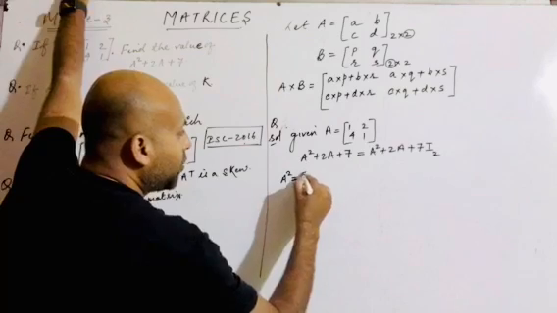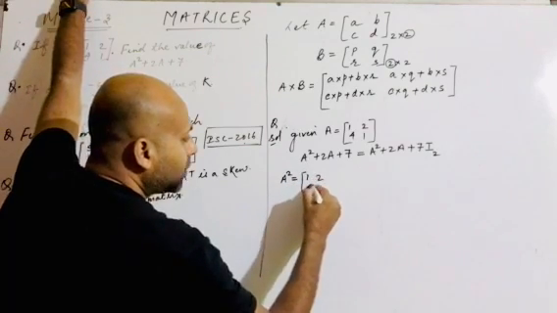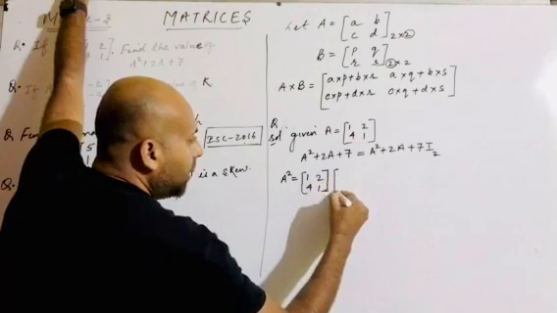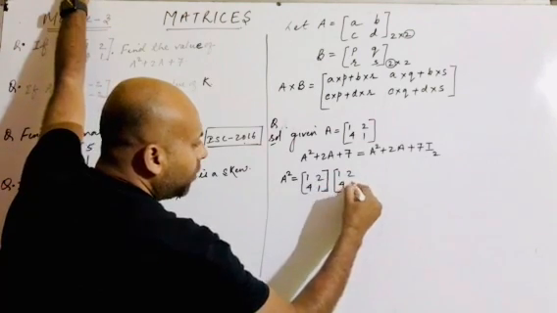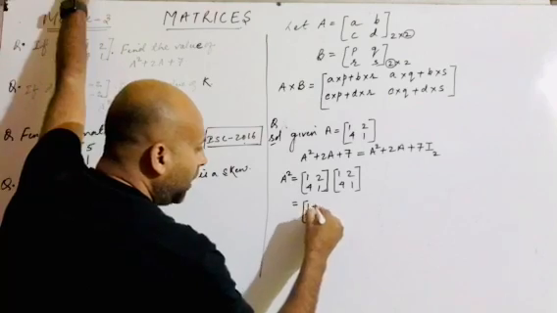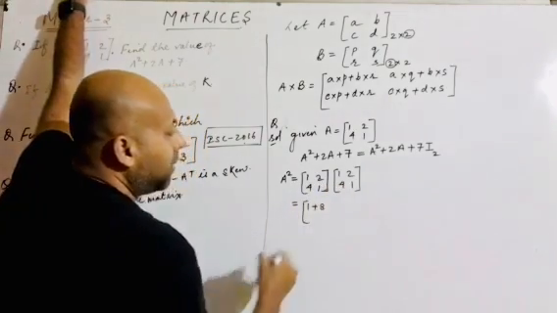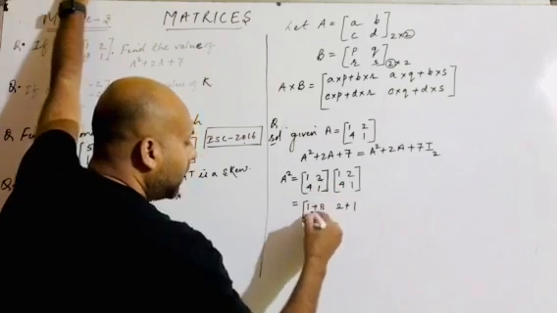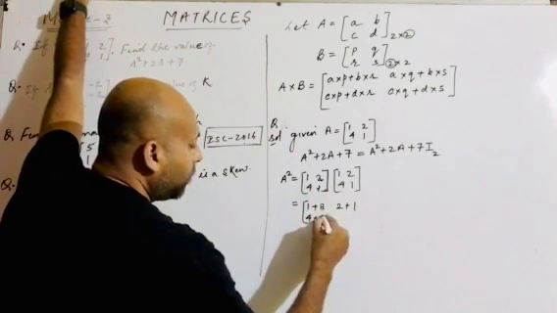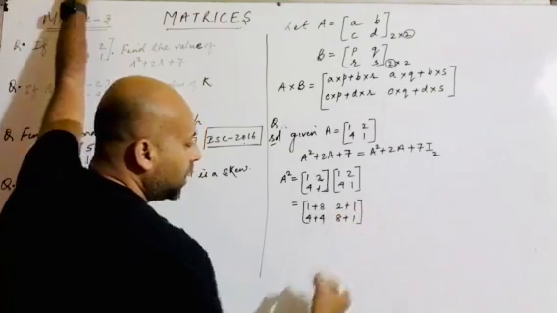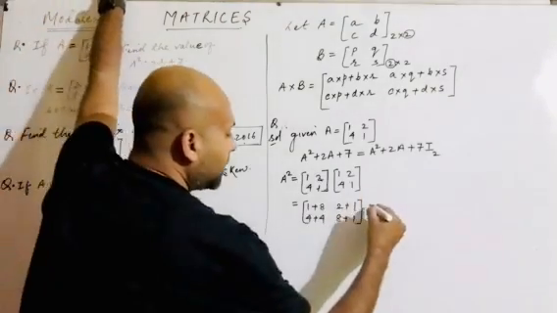If I am writing A square, that will be [1, 2; 4, 1] multiplied again to [1, 2; 4, 1]. So let us do the multiplication, children, here. This will be 1 into 1, 1, plus 2 into 4, 8. Then it is 1 into 2, 2, plus 2 into 1, 2. Then it is 4 into 1, 4, plus 1 into 4, 4. And again it is 4 into 2, 8, plus 1 into 1, 1. So this is how the multiplication we have to do. Let us add the things here.